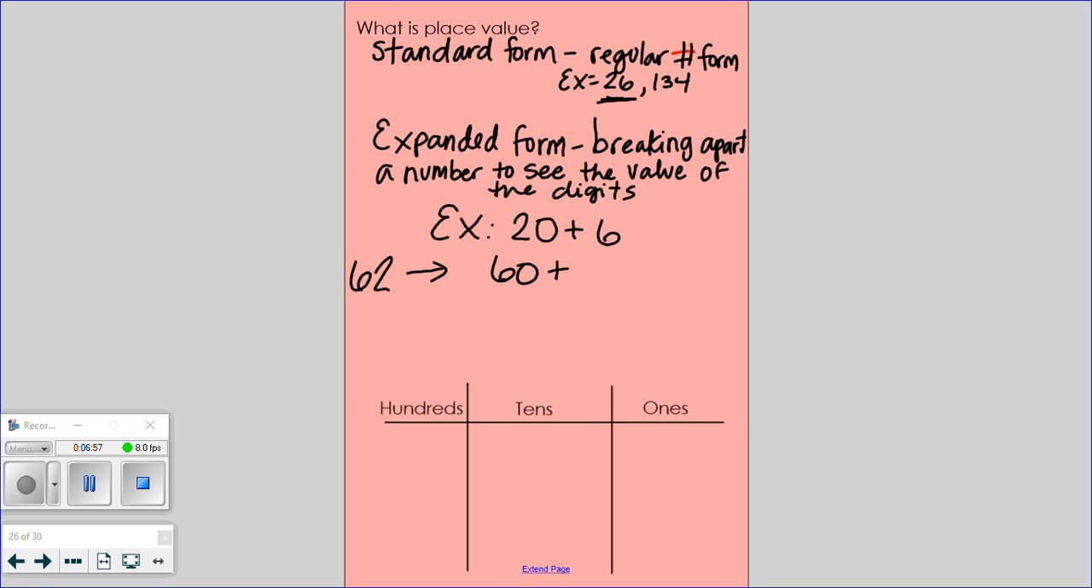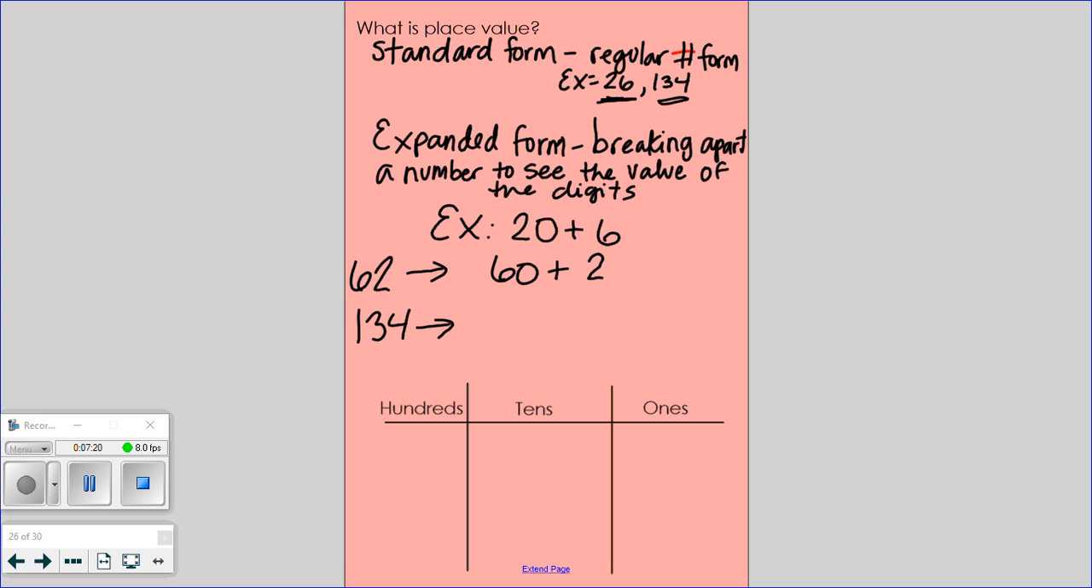And what does the 2 mean in 62? 2. It really does mean 2. What about our other expanded form? 134. Does that 1 just mean 1? No. It means something else because of where it is.